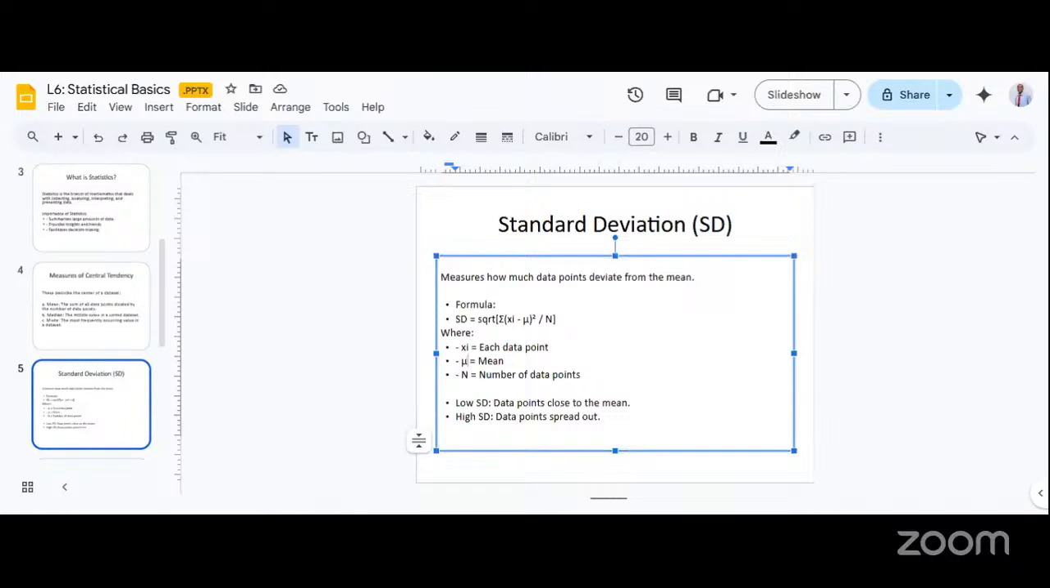So xi in this formula means each data point. Then this is the mean. Then the capital N is our number of data points.